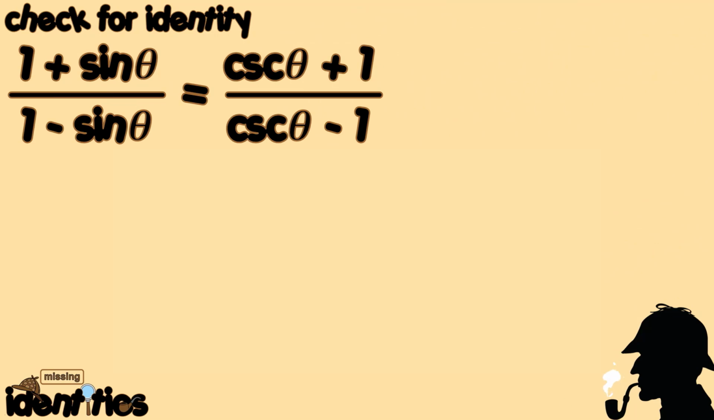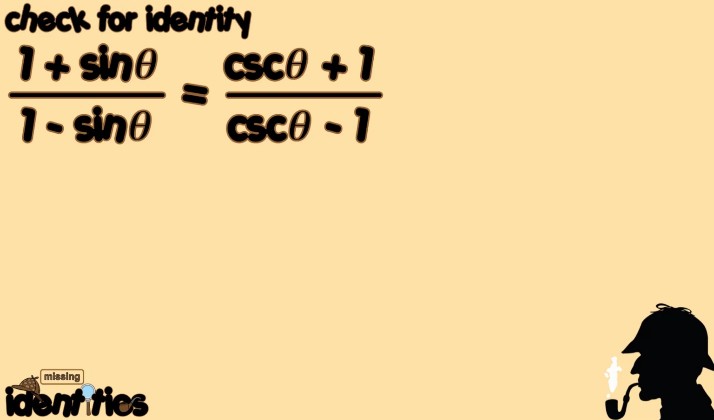Case number 26. Here we are going to verify or check this identity. We have 1 plus sine theta all over 1 minus sine theta is equal to cosecant theta plus 1 over cosecant theta minus 1. We are going to manipulate a certain portion of our equation and see if that manipulated portion will be equal to the other side.